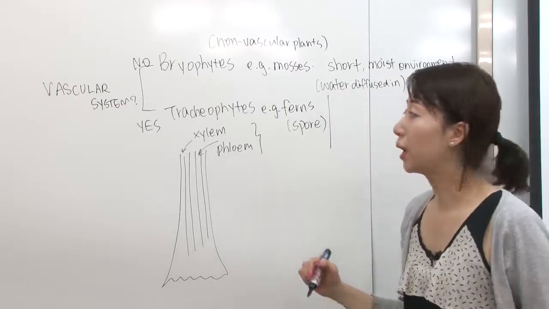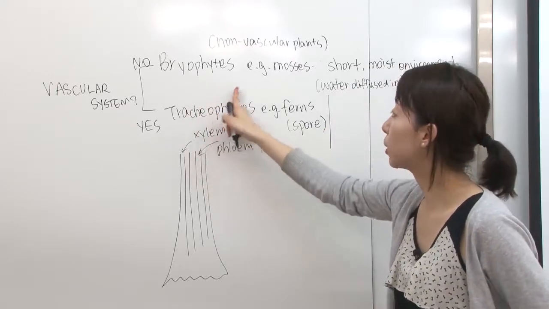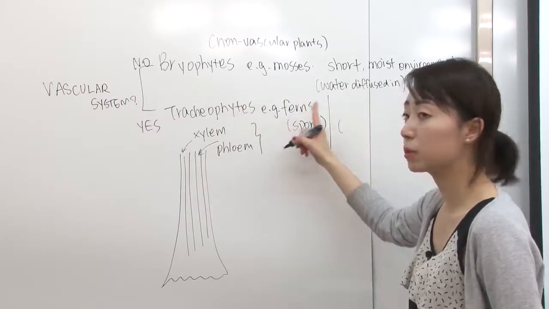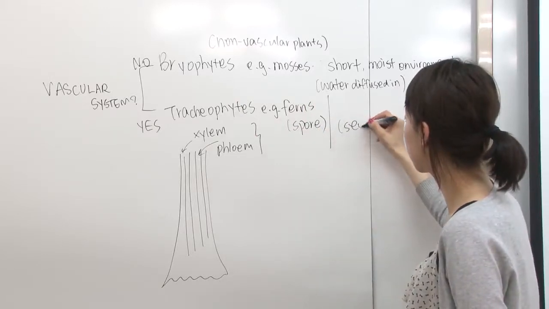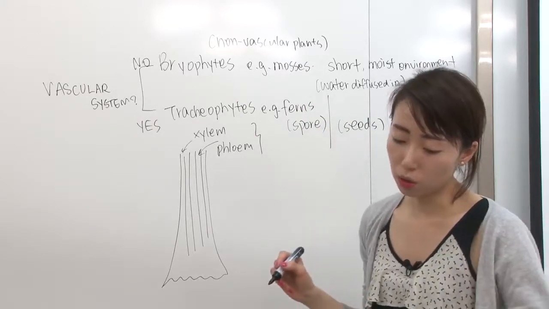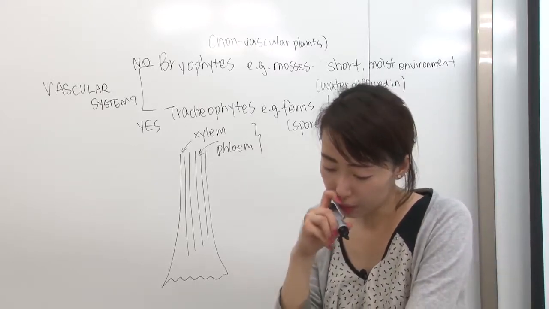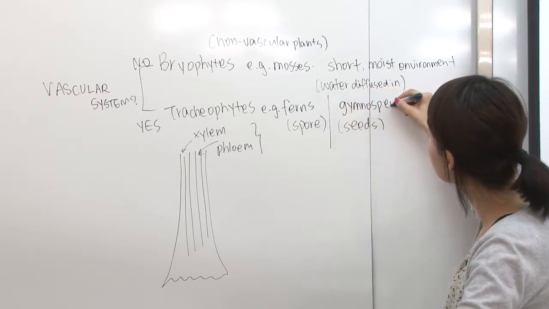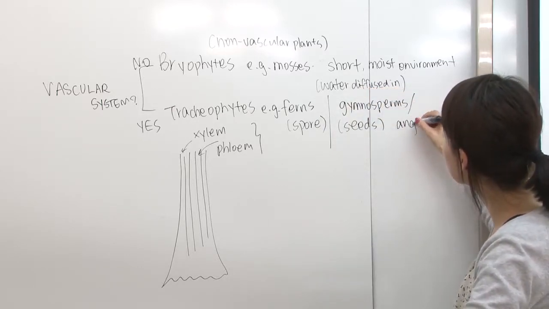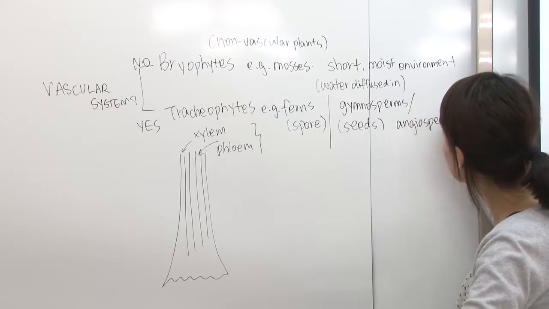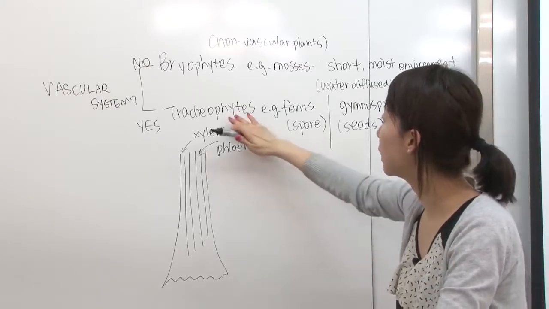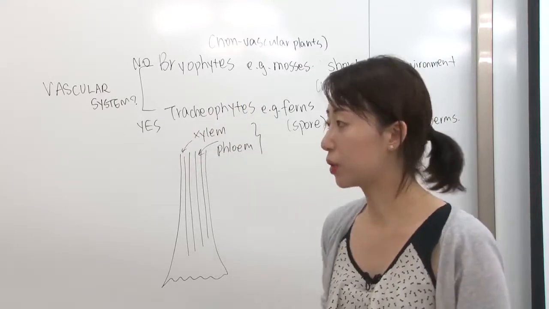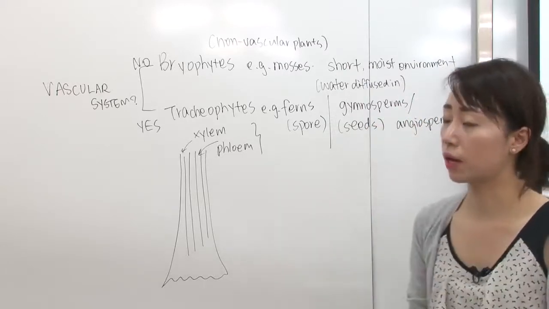So we can also classify this group of plants into two different classes: the ones that reproduce by spores, and the ones that reproduce with seeds. The plants that reproduce by seeds are actually gymnosperms and angiosperms. So we classify this group further into these two. The seed plants are divided into gymnosperms and angiosperms.